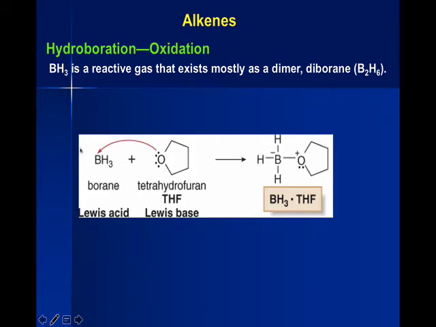So for example, you could take borane, which is a Lewis acid because it'll accept a pair of electrons, and tetrahydrofuran, which is our cyclic ether here, has lone pairs on the oxygen. It'll function as a Lewis base, and you can actually form what's called a BH3 dot THF. This dot means that you formed a complex.